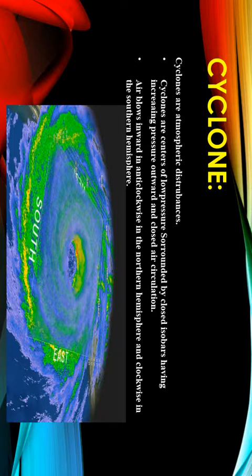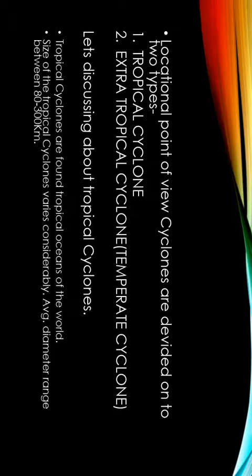Cyclones are atmospheric disturbances. Cyclones are centers of low pressure surrounded by closed isobars, having increasing pressure outward and closed air circulation. Air blows inward, anticlockwise in the northern hemisphere and clockwise in the southern hemisphere.